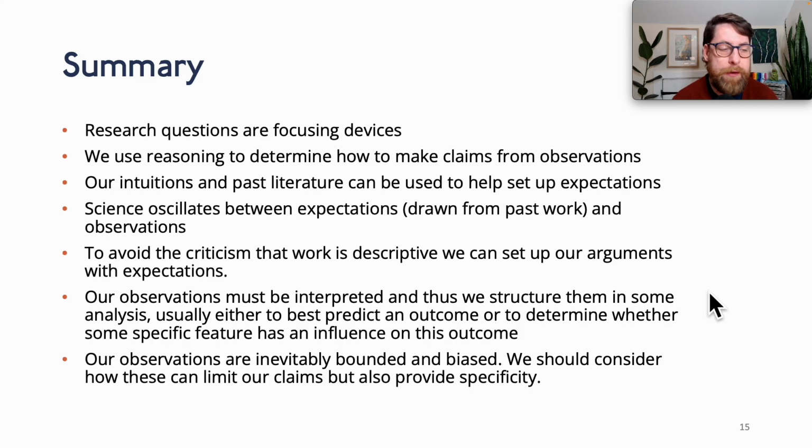Now, of course, our observations are inevitably bounded and biased. We should consider that bias, see how we can use that bias to limit our claims. That's not a bad thing. It's making our claims more specific. That helps us understand not just the limits of our claims, but the limits of our analogies as well. As stated earlier, we use analogy in order to say we don't have to just look exactly at the same research that other people have done in order to do our own. We reason by analogy to think that there's some similar research.